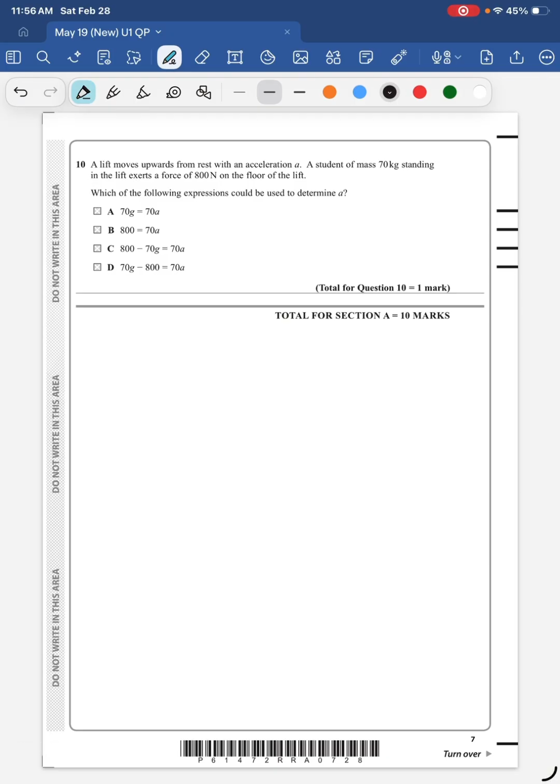A lift moves upwards from rest with an acceleration a. A student of mass 70 kilograms standing in the lift exerts a force of 800 newtons on the floor of the lift. Which of the following expressions could be used to determine a? So if this is the lift and this is the student, the weight is m times g, and then there is the normal force, which is 800 newtons as it's stated, right?